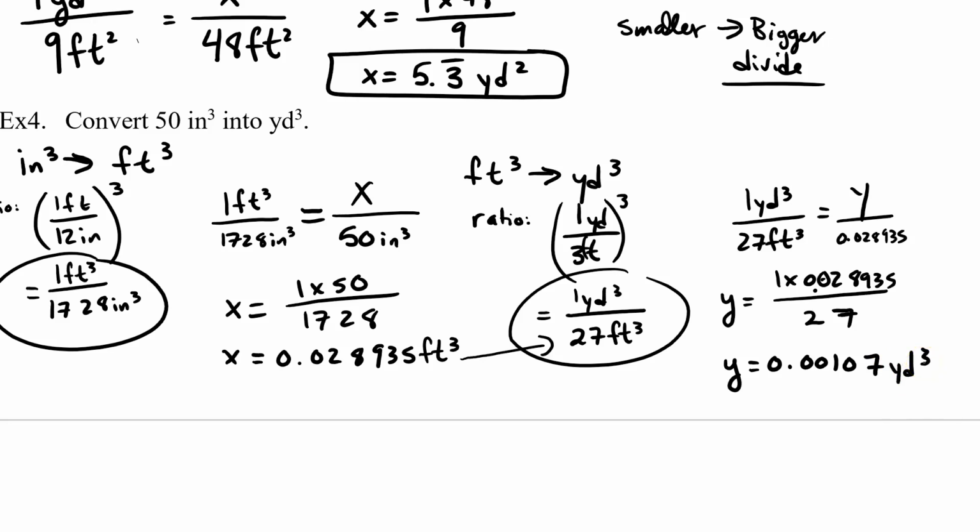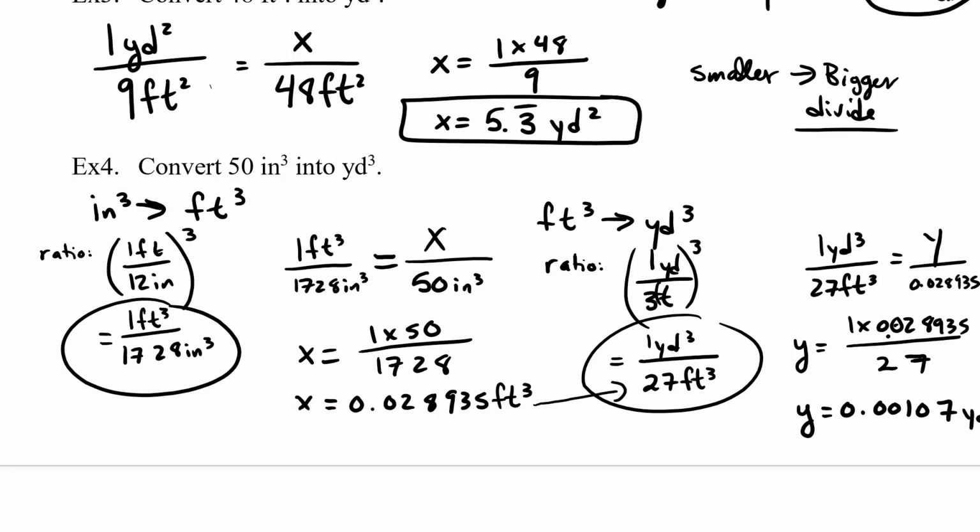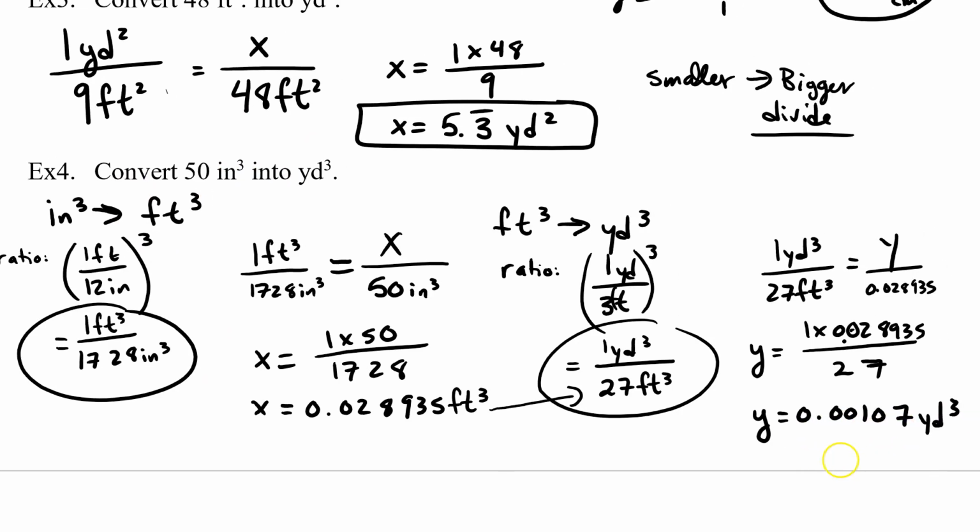Question. What's more meaningful to you? What can you visualize better? 50, okay, 50 inches cubed? Or 0.00107 yards cubed? I'm guessing you're thinking that the 50 is a little bit easier to visualize.